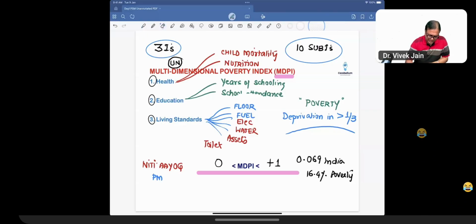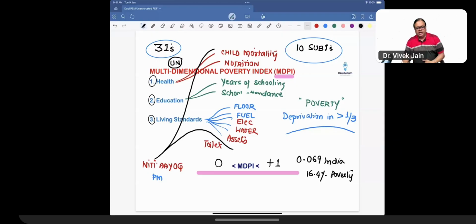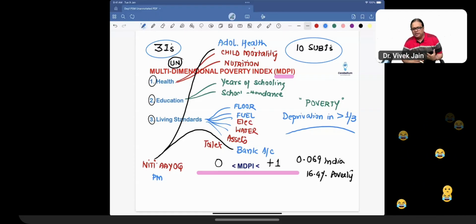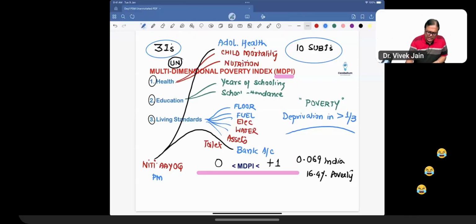So only for India, they have added 2 more indicators, one in health and one in living standards also. In health, they have added adolescent health. In living standards, they have added bank account. What I will suggest, this is a topic only for INI-CT. First, remember the 10 sub-indicators. If you feel, we can add 2 more and remember them, adolescent health and bank account. Only advantage it offered to us, now it found that poverty has become 11.3% in India, according to Niti Aayog.